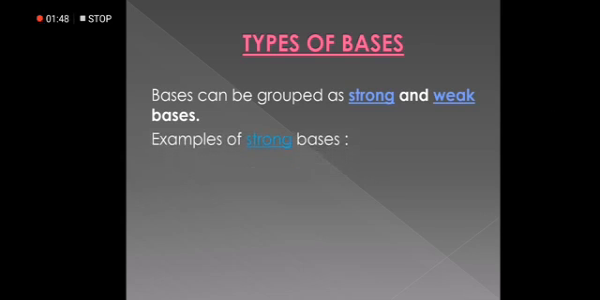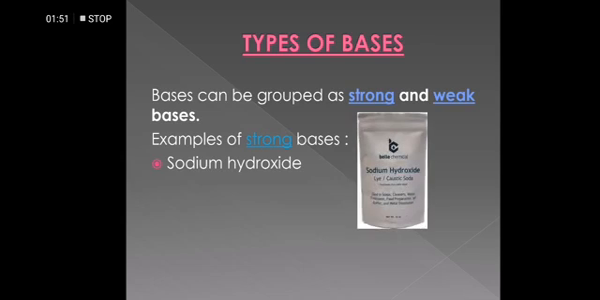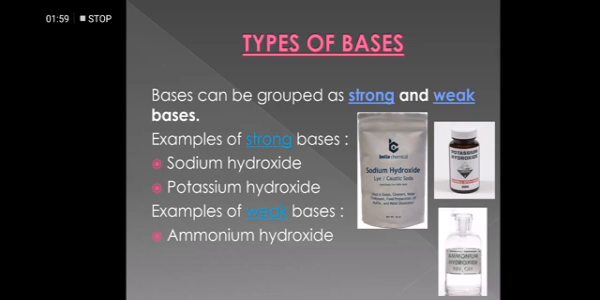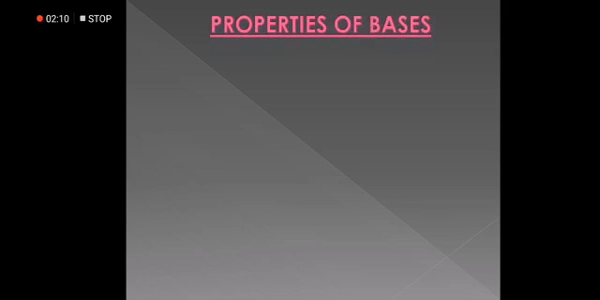Some examples of strong bases are sodium hydroxide, potassium hydroxide. And some examples of weak bases are ammonium hydroxide, zinc hydroxide. There are many more bases about which and their uses we will be discussing later. Let us discuss about some of the important properties of bases.